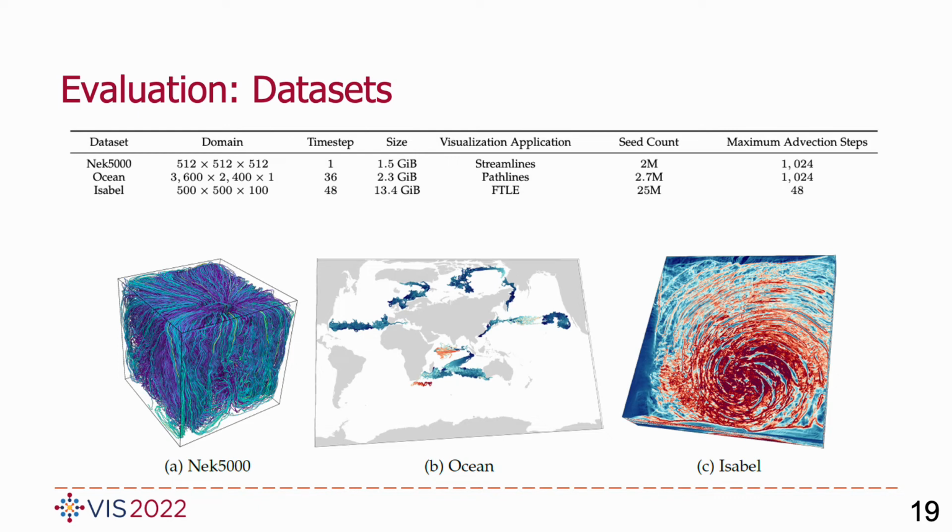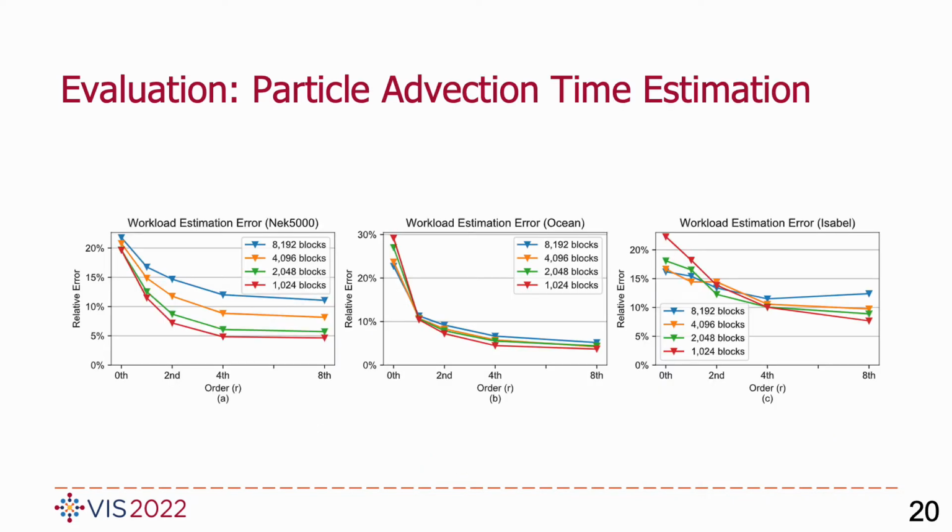We evaluate our method on 3 datasets, NAC 5000, Ocean, and Isabel, and generate streamlines, pathlines, and FTLE visualizations, respectively. We first evaluate the high-order workload estimation model for the advection time estimation. The horizontal axis encodes the model order, and the vertical axis encodes the estimation error. The existing baseline method is the zeroth order model. Compared with the baseline, our high-order model can achieve 1/2 to 1/3 errors for different datasets.